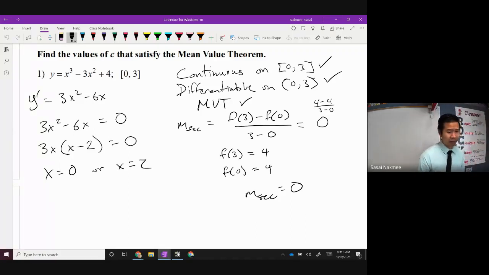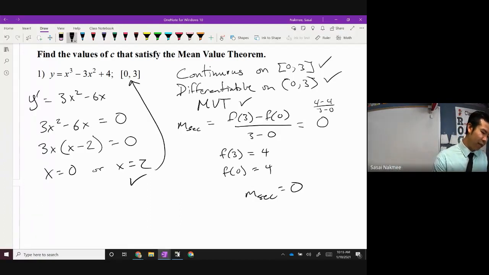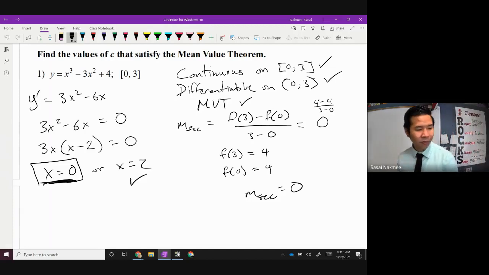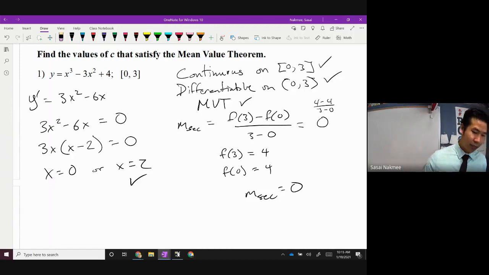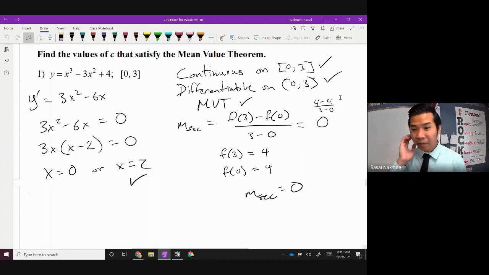I'm going to leave it here for you to ponder. We know that x equals 2 works, since it's in that interval. I'll let you wonder whether x equals 0 is a valid answer. Does this one satisfy the mean value theorem as well? Is it on the interval that we need to include? I'll leave you to it. That's the mean value theorem in a nutshell, so hopefully you get that down.